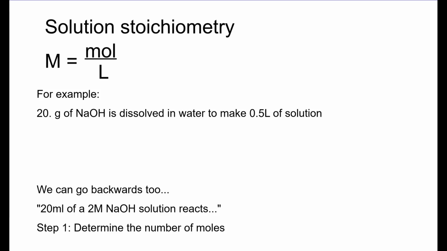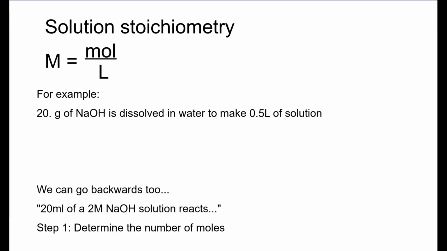So, solution stoichiometry. We already talked about stoichiometry. Stoichiometry is where you use the mole-to-mole ratio in order to solve a problem where you are converting from one substance to another within a chemical reaction.